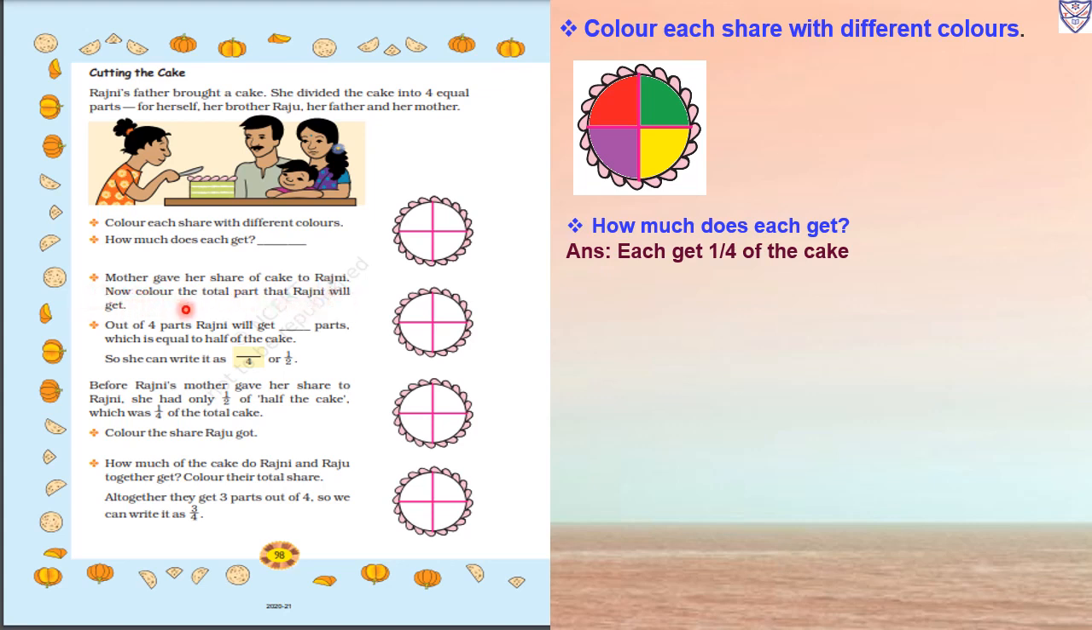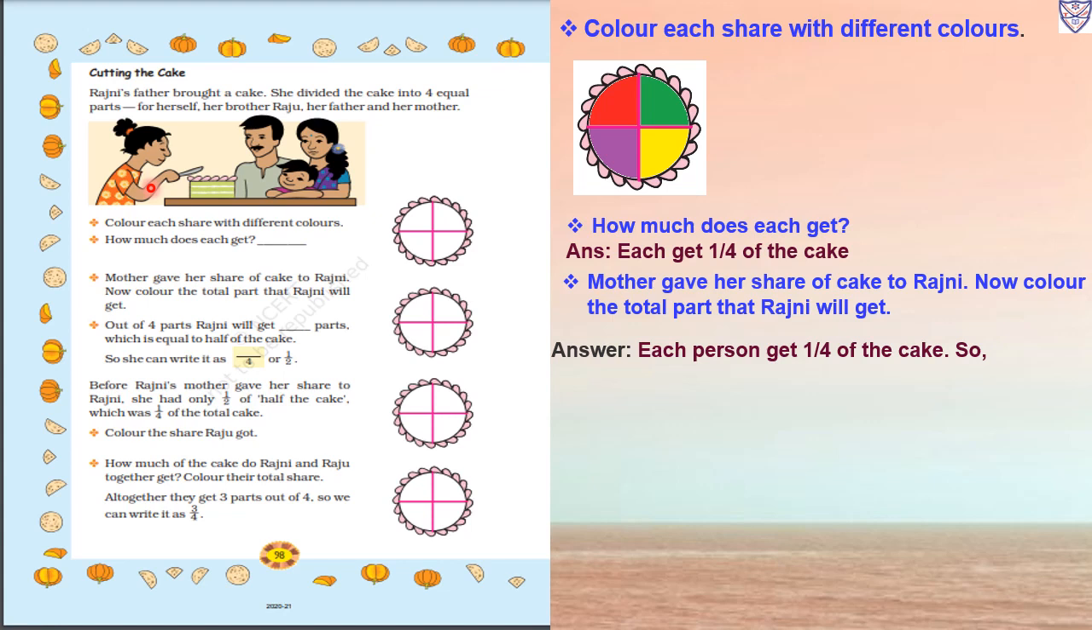So now mother, what did she do? She gave her share to Rajni. Now how much does Rajni have? Each person gets 1 upon 4 of the cake first. So the cake that Rajni got is equal to her share plus her mother's share. Her share is 1 upon 4 and her mother's share is also 1 upon 4. So the denominator 4 is the same, so directly we will add 1 plus 1, so 2 upon 4.